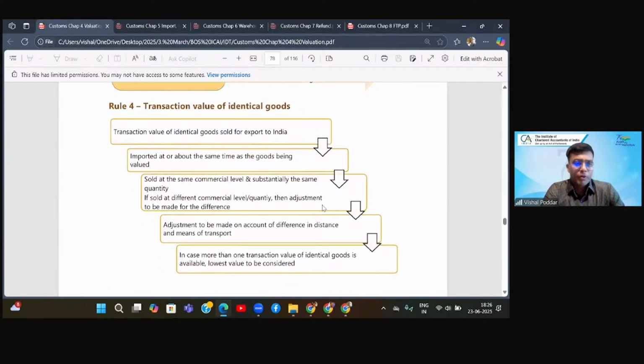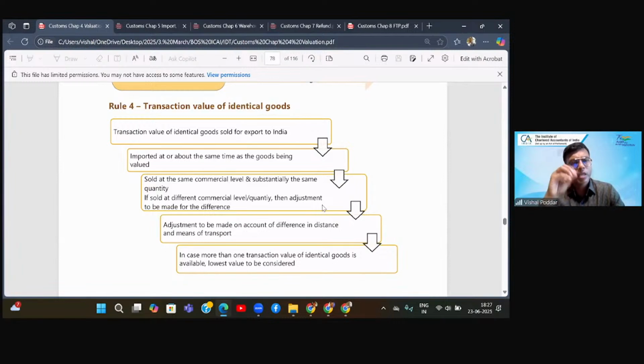Then comes Rule 4. Now, Rule 4 says if our price is not acceptable because of breach of any of the above conditions, we start using the valuation provisions. And what does the valuation provision say? The first provision says you take the transaction value of identical goods. Now, what are identical goods?